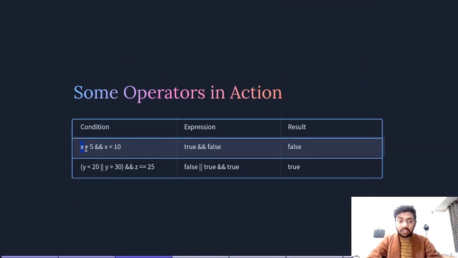First one is x greater than 5 and x smaller than 10. So this is a combination of a comparison operator and a logical operator. Let's assume the input as x equals 11. In such a case, 11 is greater than 5, yes, so the result is computed as true. Then, is 11 smaller than 10? No. So the result is computed as false. And when there is even one false appearing in the expression of AND, the result will be computed as false.